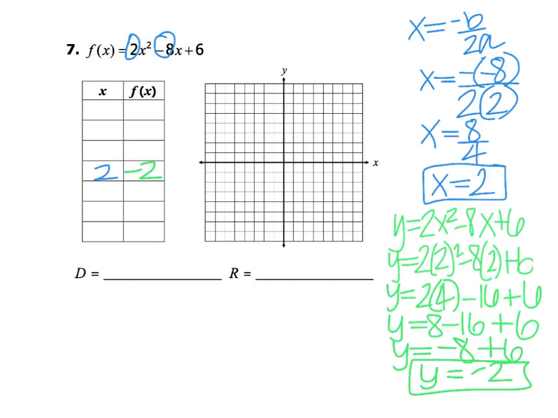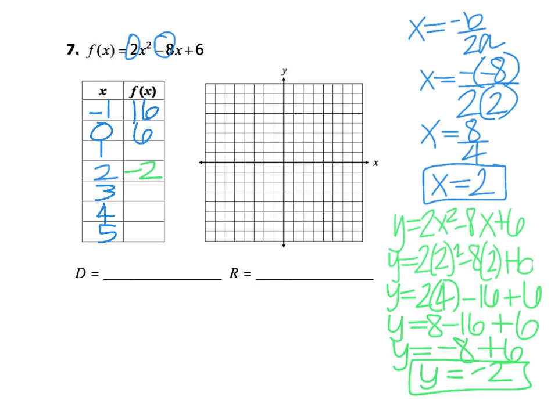So we pick 3 numbers smaller and 3 numbers bigger. So 1, 0, negative 1, 3, 4, and 5. Now we plug in all these numbers. If we plug in negative 1 here, we can do it by hand or use a calculator. When we plug negative 1 in, we're going to get 16. When we plug 0 in, we get 6.